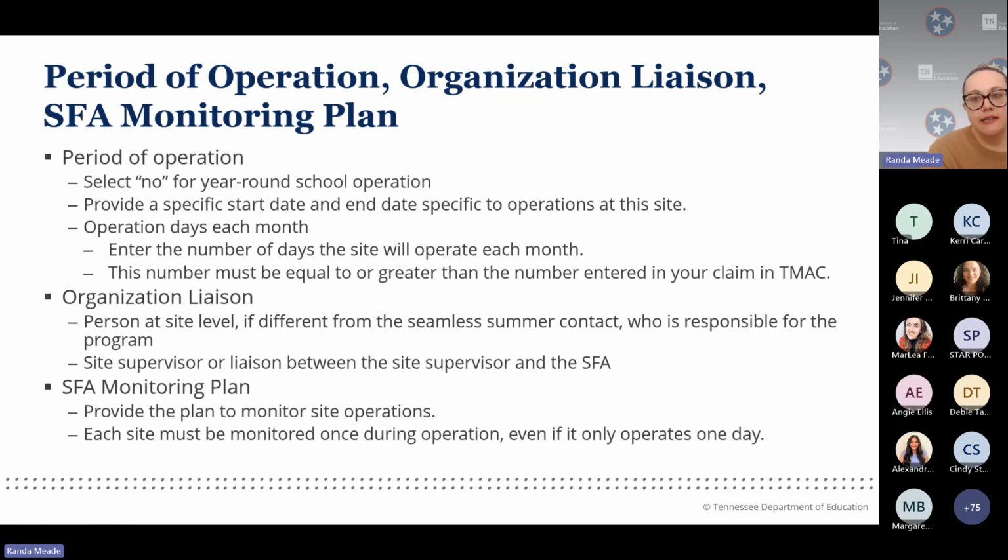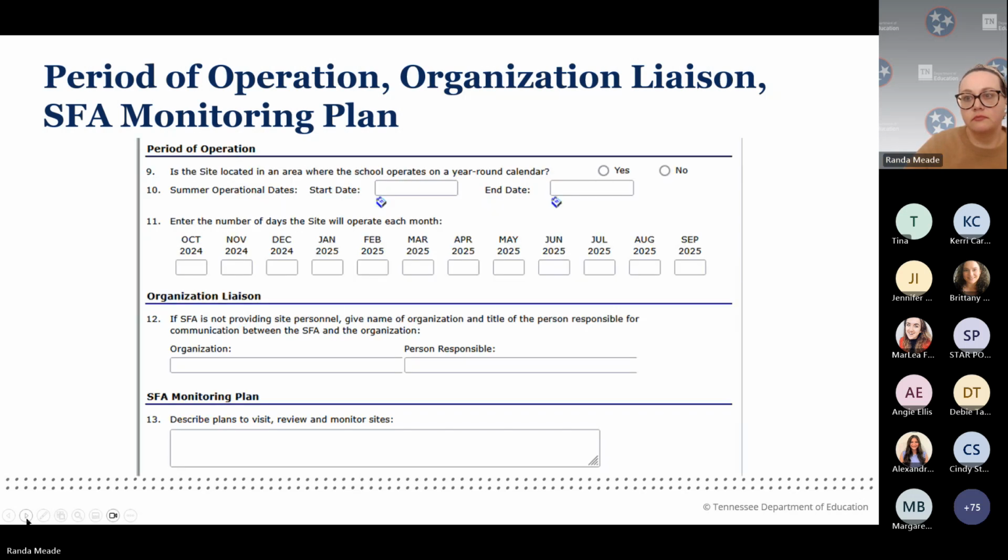The organization liaison is the person at the site level, if they're different from the Seamless Summer contact, who is responsible for the program. It might be the site supervisor or the liaison between the site supervisor and the SFA. You're also going to provide us your monitoring plan. So you just tell us what you're going to do to monitor those site operations. Each site must be monitored once during operation, again, even if it only operates for one day.